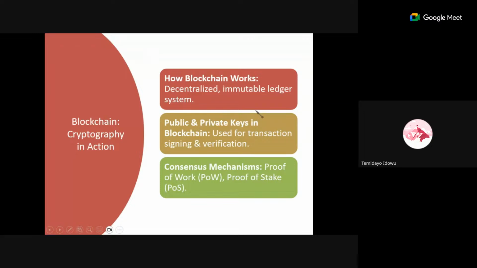So we have public and private keys in blockchain used for transaction signing and verification, and consensus mechanisms. I won't go into this. We have proof of work, proof of stake. I think Ethereum is proof of work. It's something you don't need to know all those ones actually.